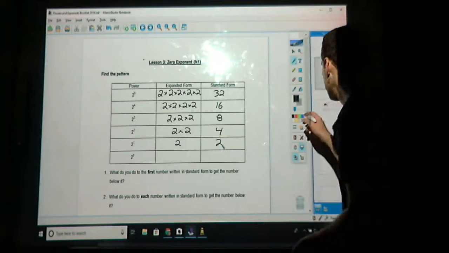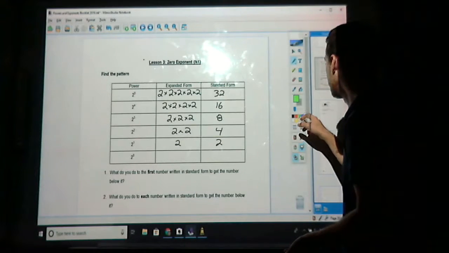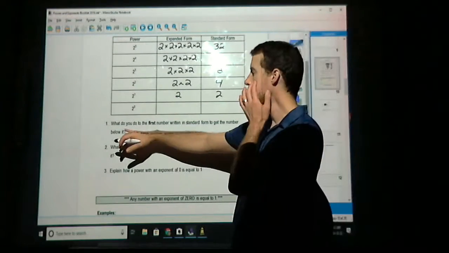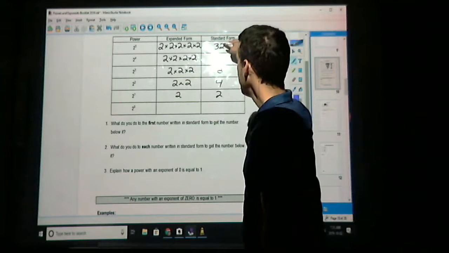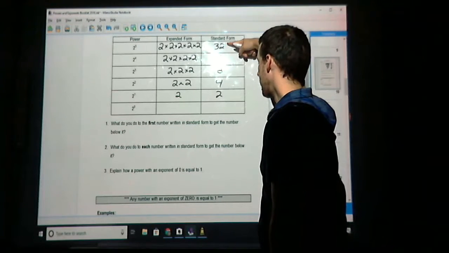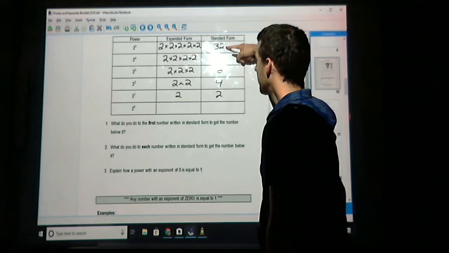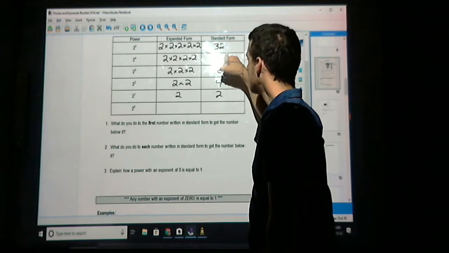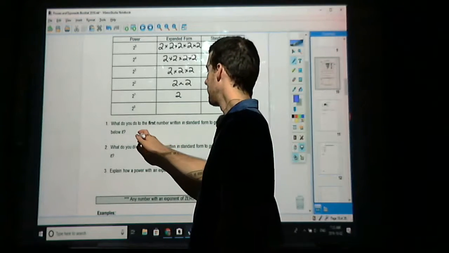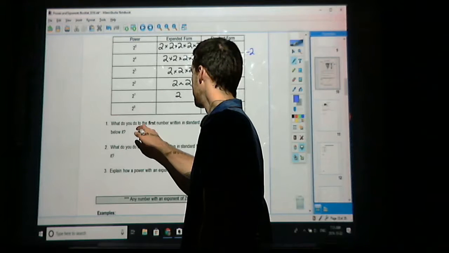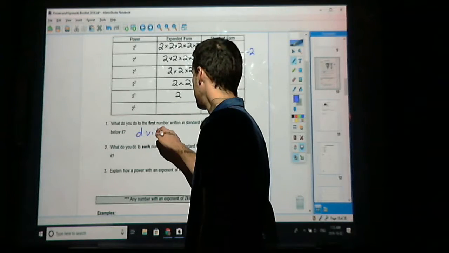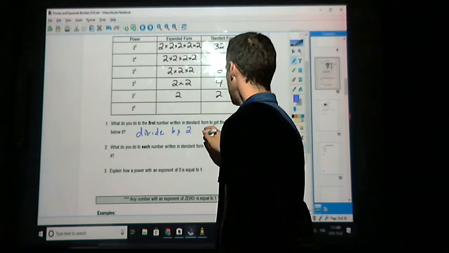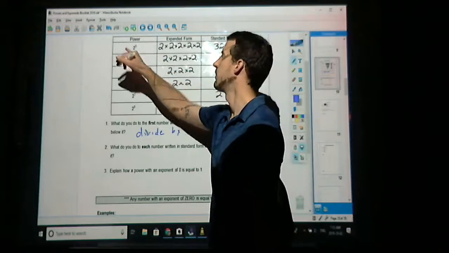Well, let's look at these questions here first, and that should help us to answer them. I'm actually going to switch to blue because it might be a little bit easier to see the difference. All right, so the first question asks, what do you do to the first number in the standard form to get the number below it? Well, 32 divided by 2 is going to give us 16. So we would divide by 2, or by itself, which the base was 2.